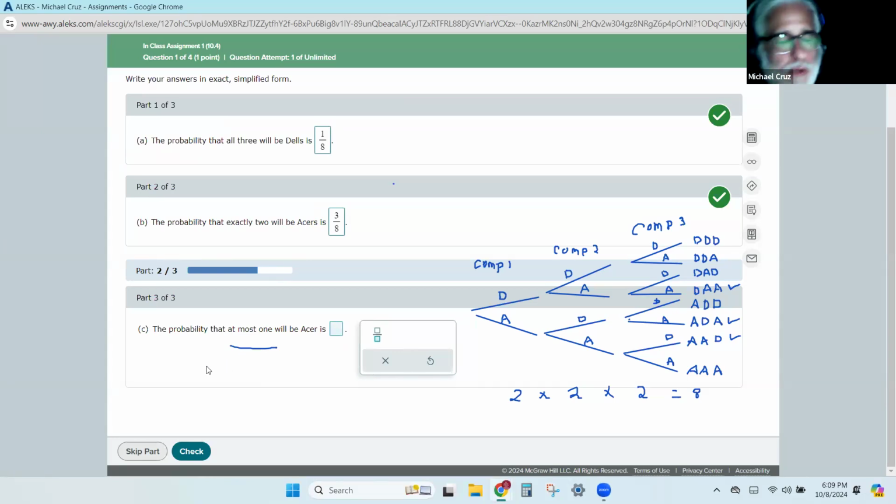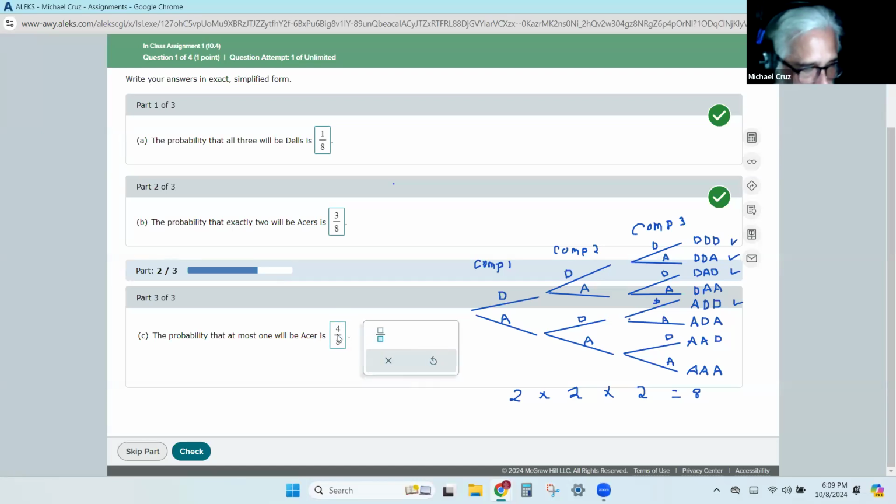The probability that at most 1 will be an Acer. Now, here's what you got to think. At most 1. In other words, we don't want any more than 1 Acer. We can have 0 Acers, but the most Acers we're going to have is 1. So this is at most 1. That's 0 Acers. Here's another one. Here's another one. That's got 2, so we can't use that one. That's got 1 Acer. All the rest have 2, 2, and 3. So then there's going to be 4 out of 8. And here's what I said, we've got to simplify these now. So 4/8 is 1/2. Simplified version.